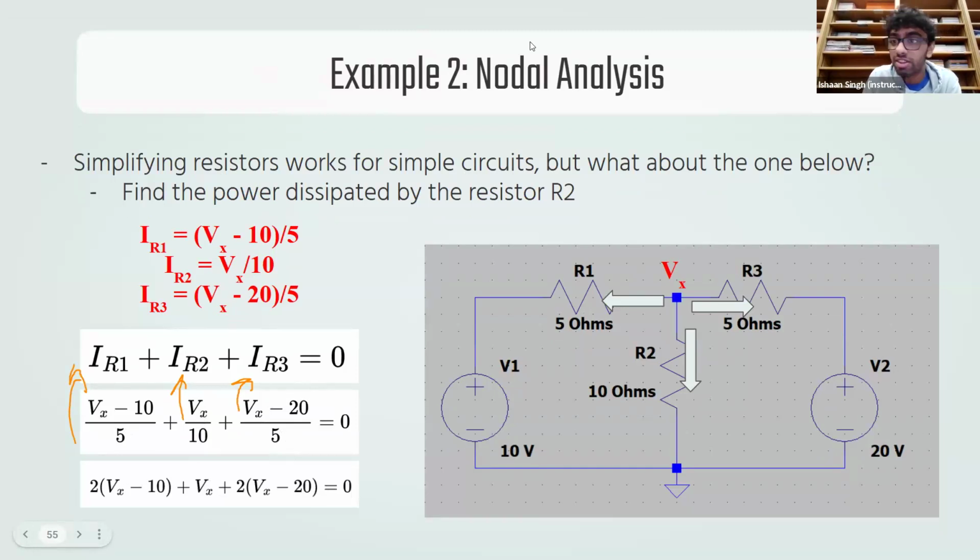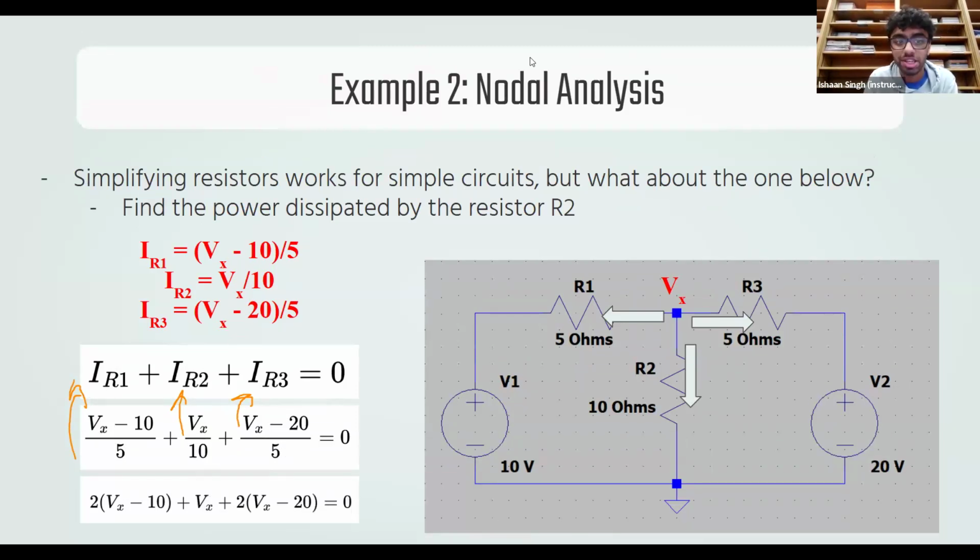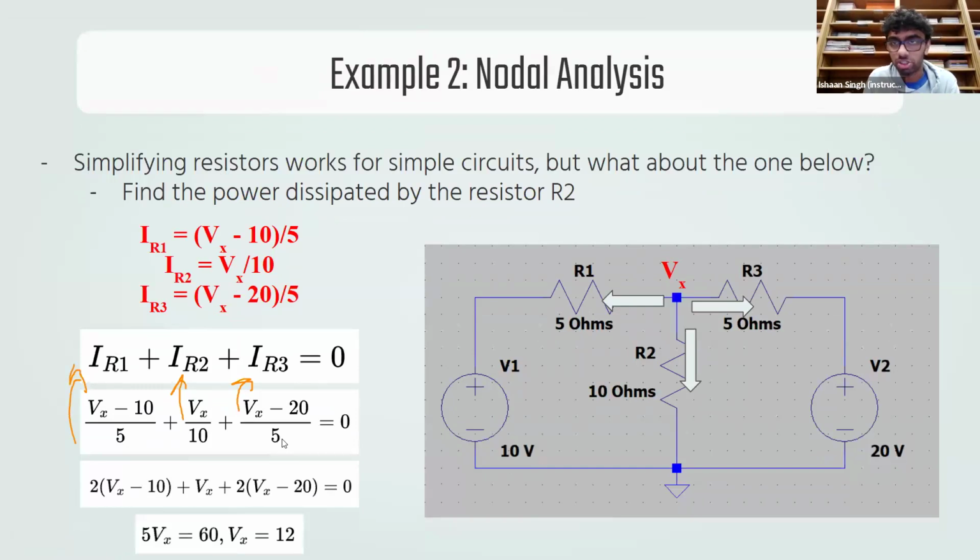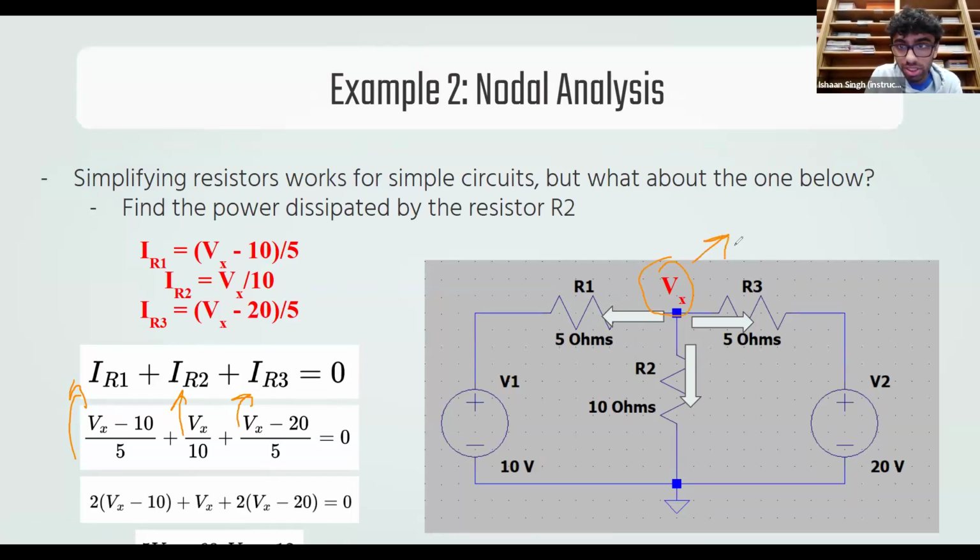If that's not clear, then I want you to write that out on paper and do the math yourself. I encourage you to do that, actually. Then we just do a little bit of algebra, which you should do yourself. I'm not going to do that here. But in fact, please do the algebra yourself. We find that we get 5Vx equals 60, or Vx equals 12 volts. And so just like that, we solved for the voltage right here, the voltage Vx. Now we know that voltage is 12 volts.